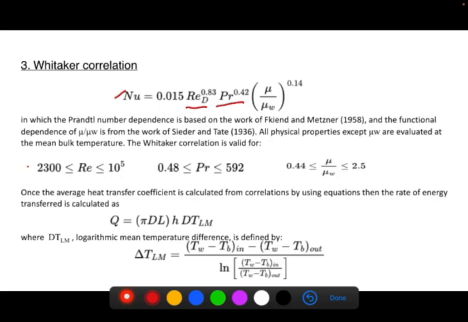The Whitaker correlation is valid for the given ranges. Reynolds number should be between 2300 to 10 to the power 5, Prandtl number should be between 0.48 to 592, and mu by mu w should be between 0.4 to 2.5.